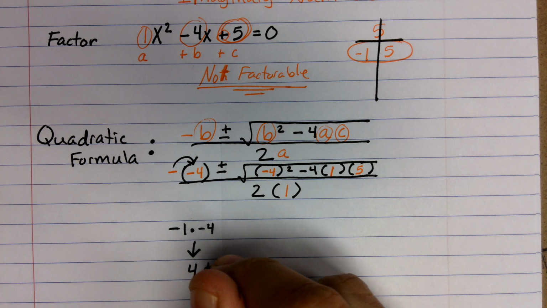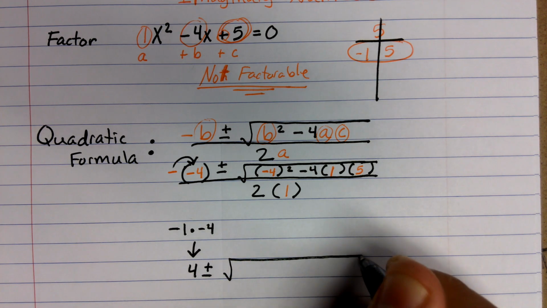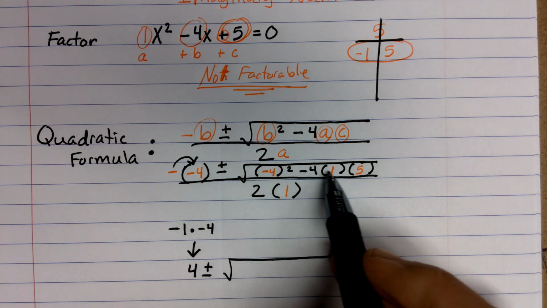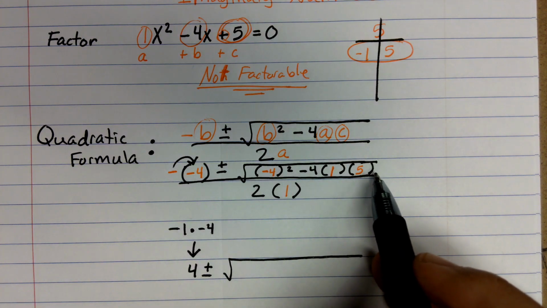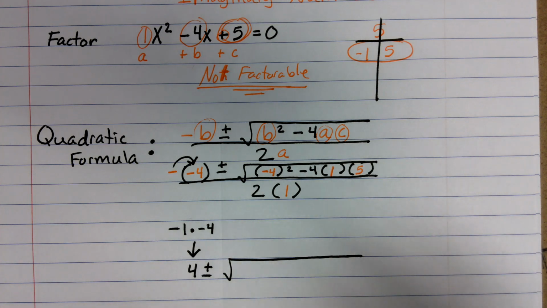And then I'm going to write plus or minus the square root of, and notice I'm just going to focus on the numerator first. In other words, I'm going to focus on what's on top first so I don't get overwhelmed with too many numbers. And then I'll focus on multiplying the 2 times the 1 and dividing that out.